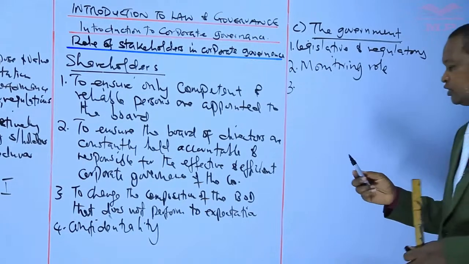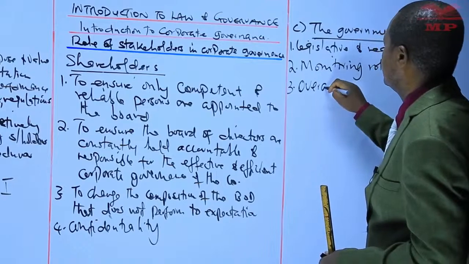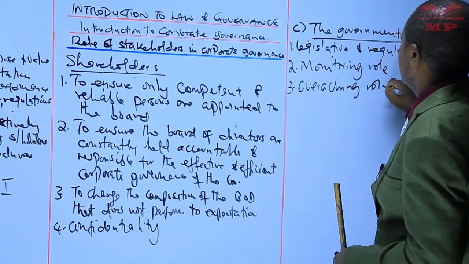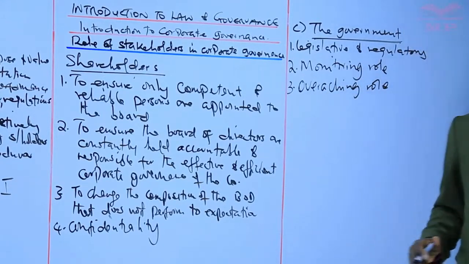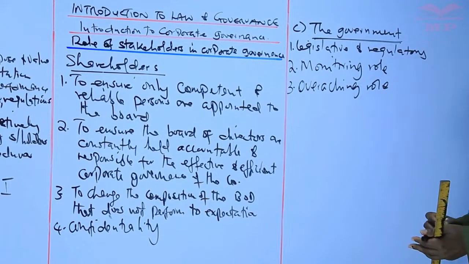Overarching role. The government has an overarching role. It provides general basic security, it provides law, it provides order, it helps in the protection of property, and so on.